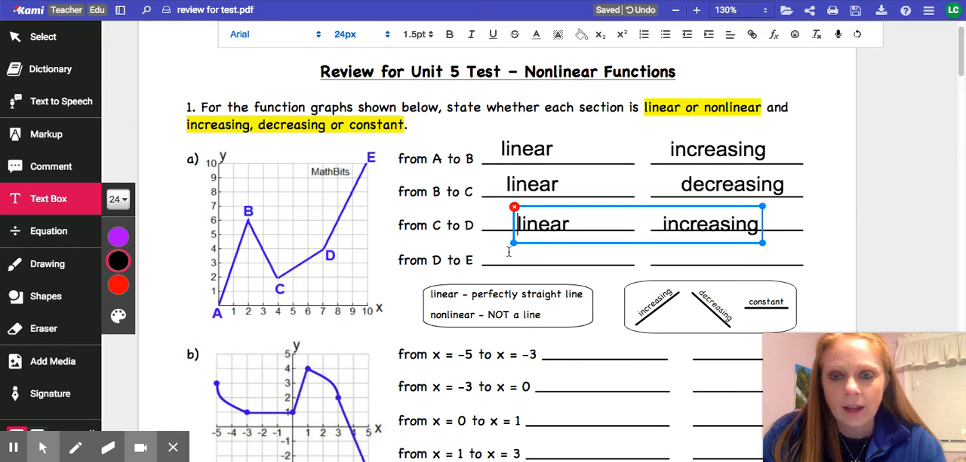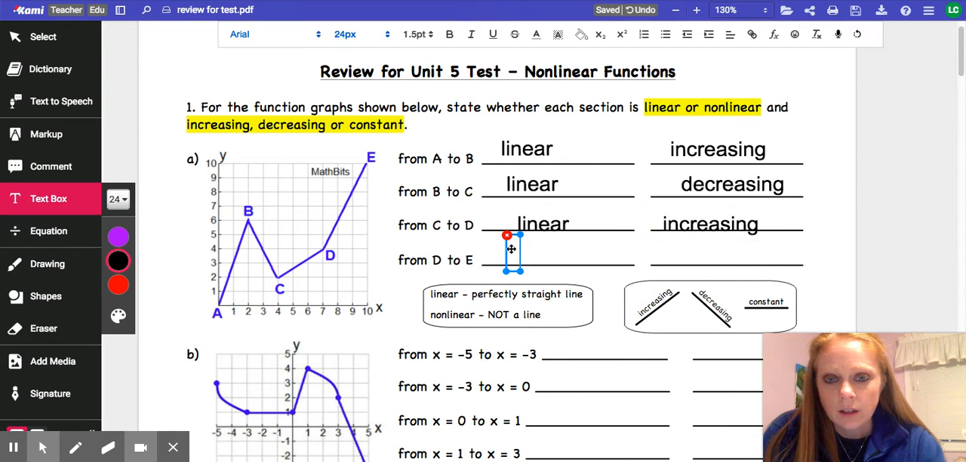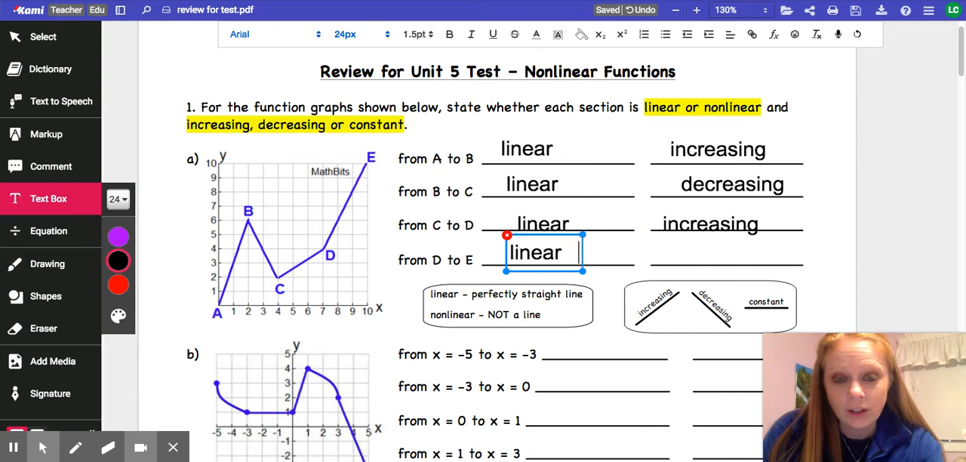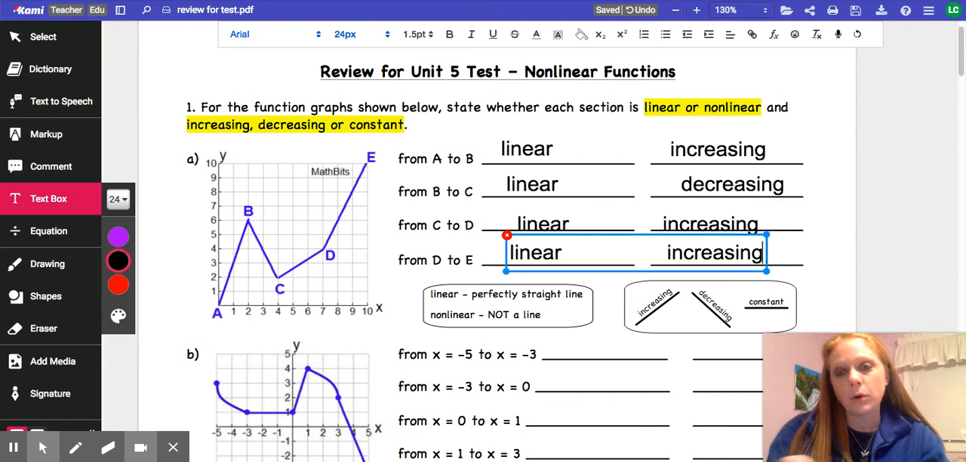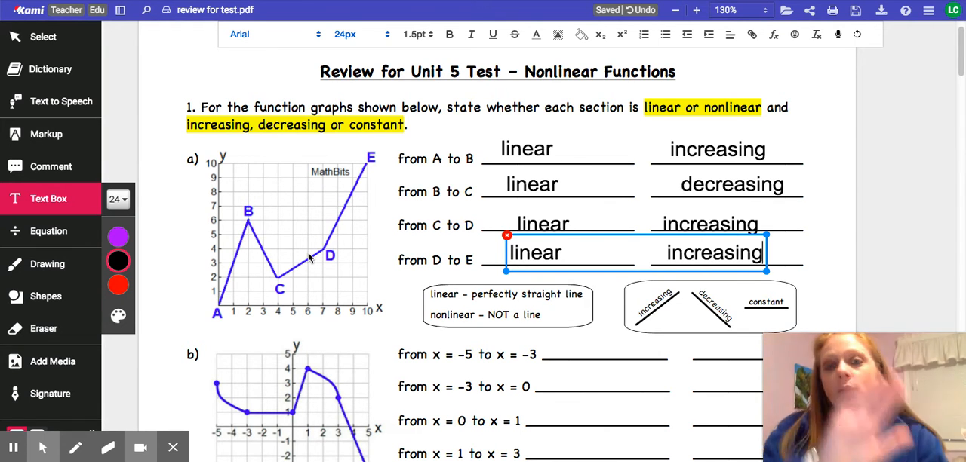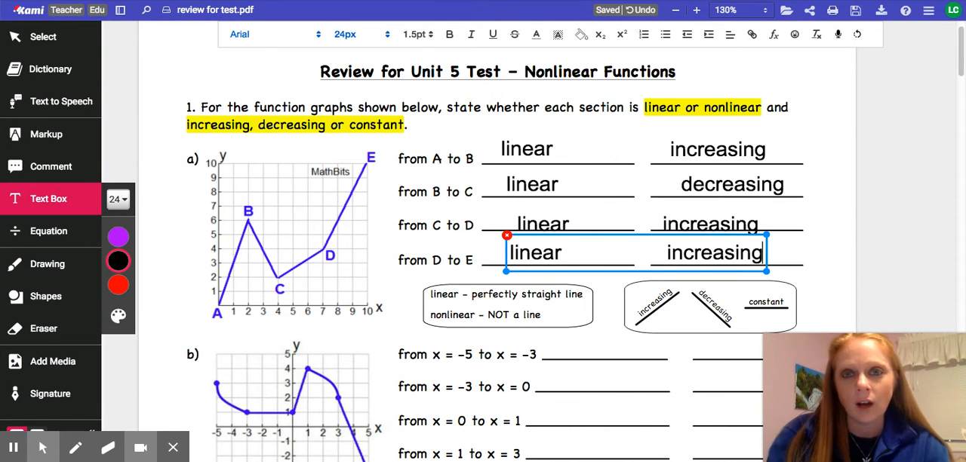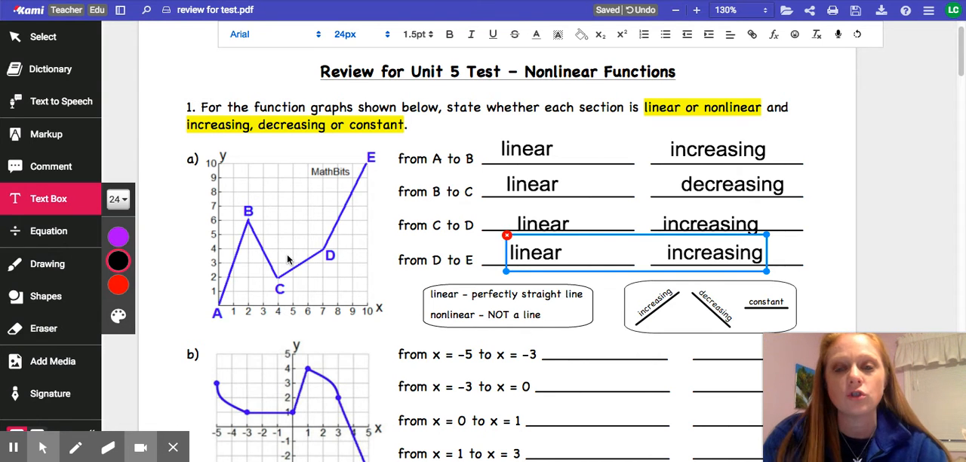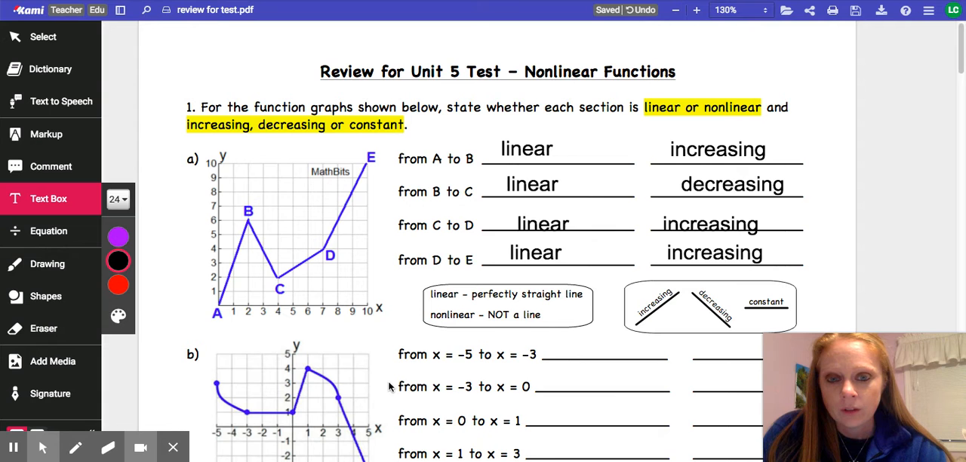Right, and then from D to E, the line segment is linear again, and this time it is still increasing, just at a steeper slope. So all of these parts of this graph are linear, but overall, the whole graph would be considered a nonlinear function because it's not one straight line. Okay, so overall, not linear.